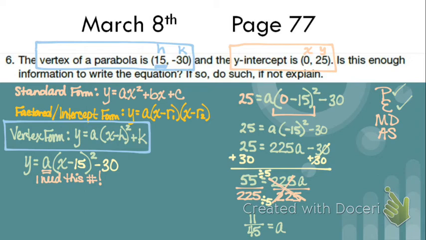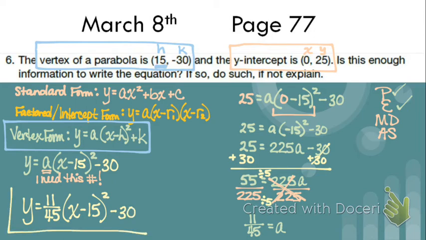Do I have enough information now to write the whole equation? What is the equation for this parabola? Y equals 11 over 45, parentheses, X minus 15, squared, minus 30. Can I check to make sure that that really is the right equation? What would I want to put into Desmos other than that equation? The vertex and the y-intercept.